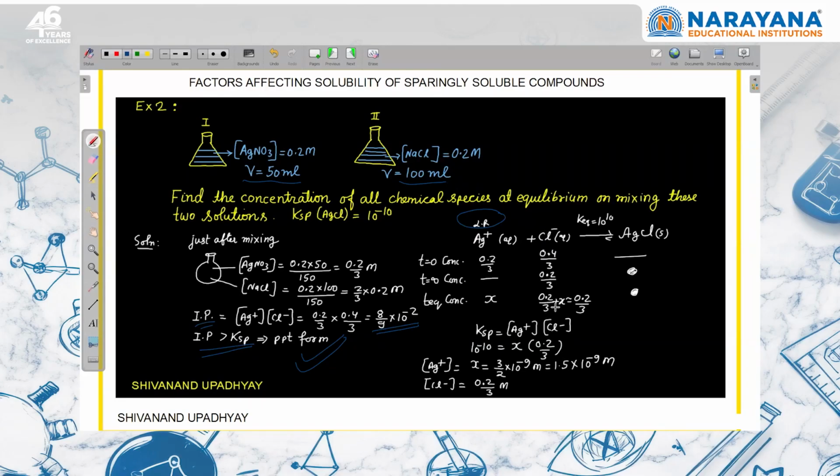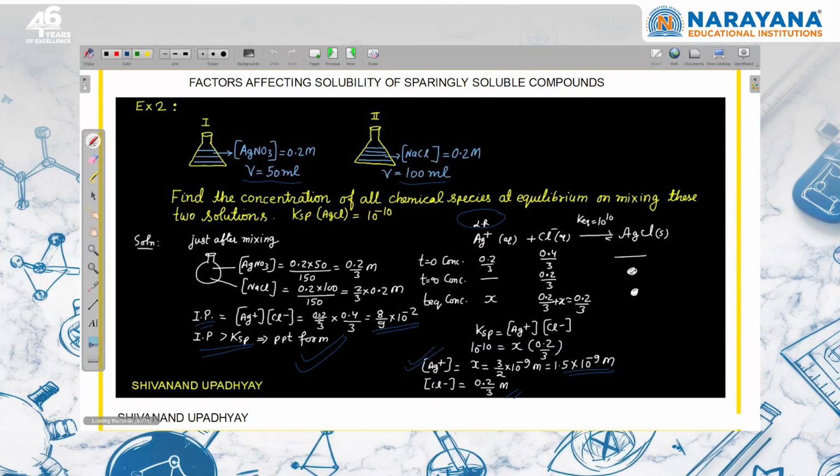So 0.2 divided by 3 plus x, but the value of x is very small, so we can neglect it. We can write 0.2 by 3 and this is x. And now we can write Ksp is equal to the concentration of Ag+ into Cl- and solve it. So from there we get that the Ag+ ion concentration is 10^-9 molar. And the concentration of Cl- is 0.2 divided by 3, right? So this is the same method. First we decide that the ionic product is greater than Ksp, then we get that precipitation will take place, then we write and complete the reaction in the forward direction, and equilibrium will establish from the backward direction.